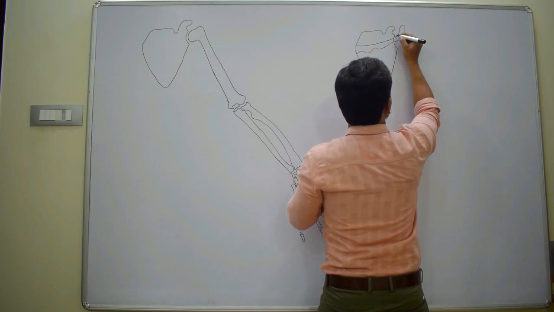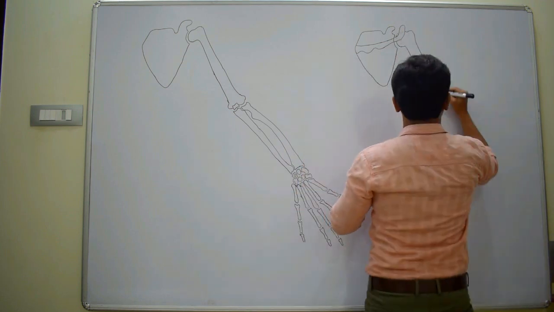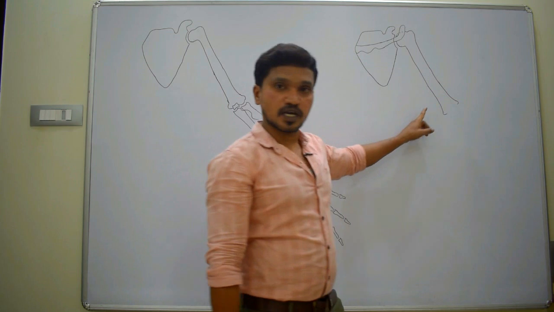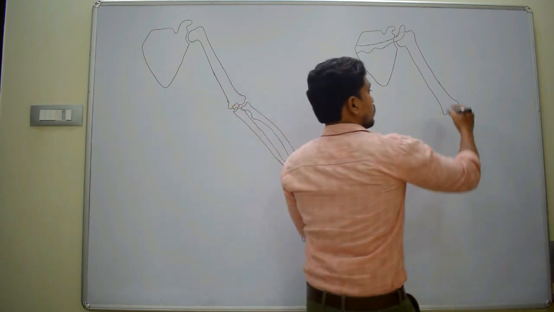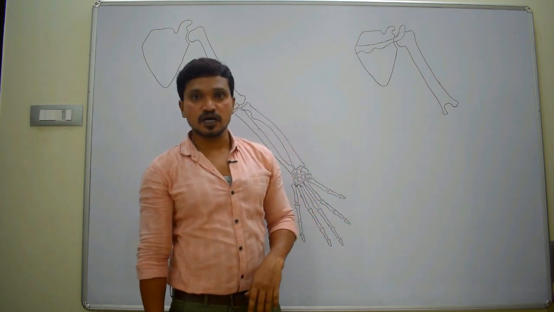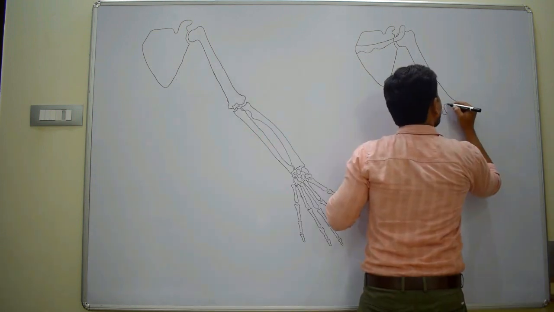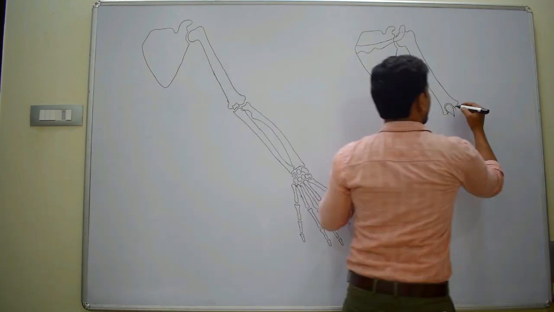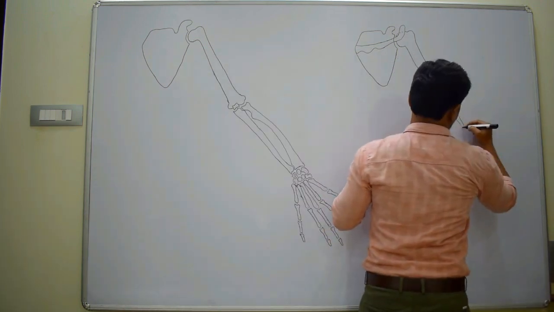So this is the head of the humerus now. This is the medial epicondyle, lateral epicondyle. Since it is the posterior aspect, we have to draw one fossa here. What is this fossa? The olecranon fossa. In the olecranon fossa, there will be accommodation of one process. What is that process? The olecranon process. Then, this is the posterior border.